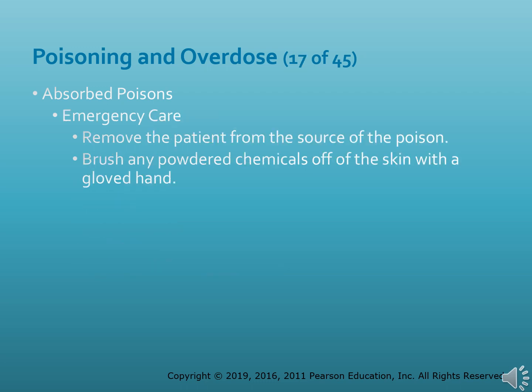Emergency care is to remove the patient from the source of the poisoning and then brush any powdered chemicals off the skin with a gloved hand. If you need to, you can put a mask on yourself and put a mask on the patient, so that if that powdery dust starts to blow up, you are at least protected from it going into your airway and having an inhalation issue as well.